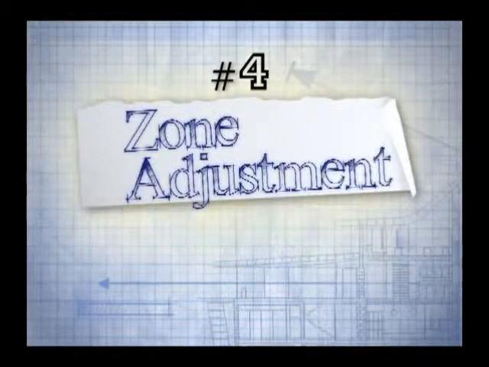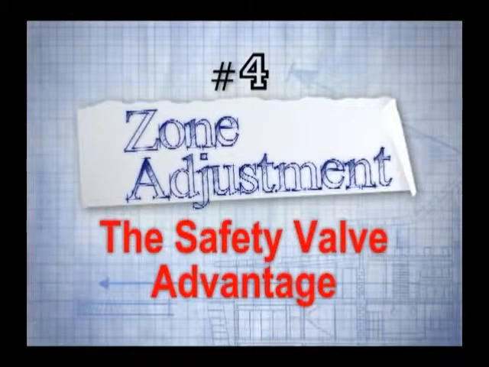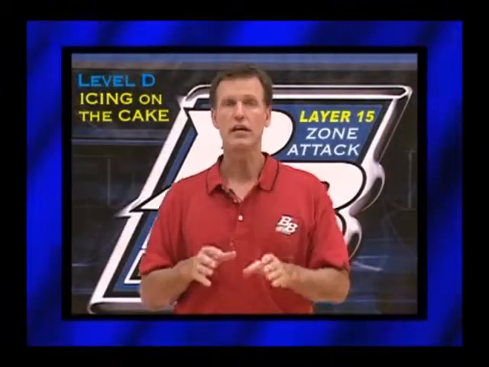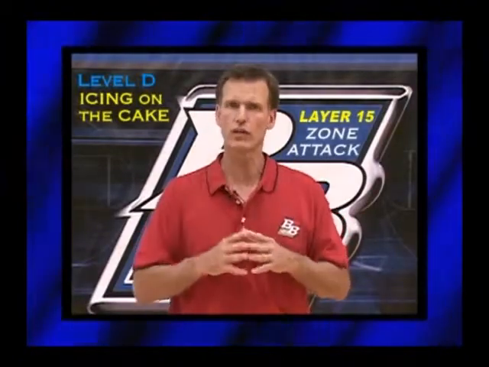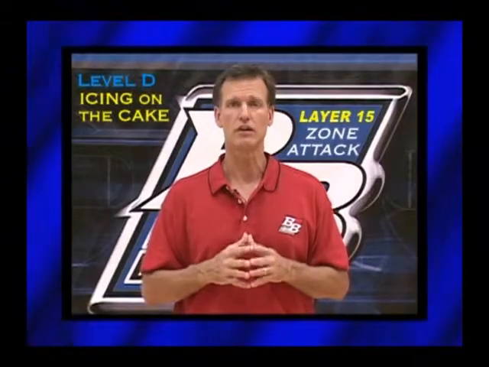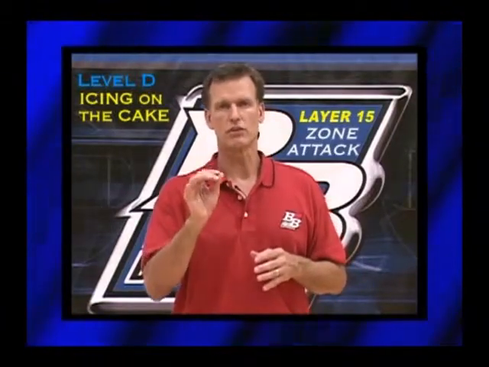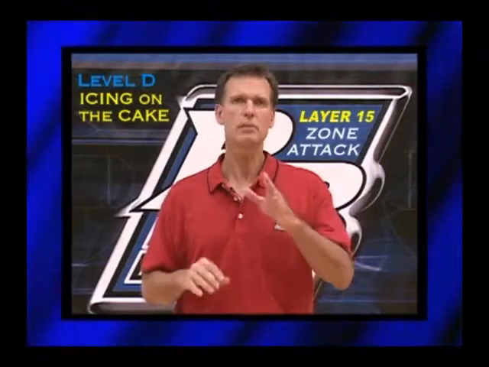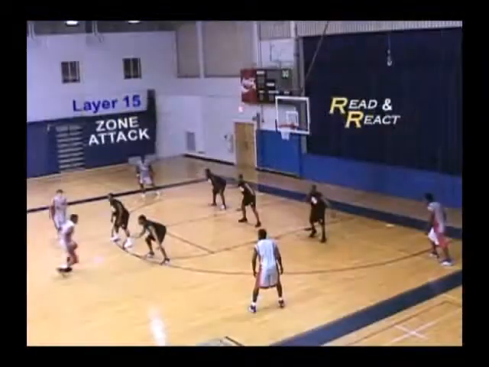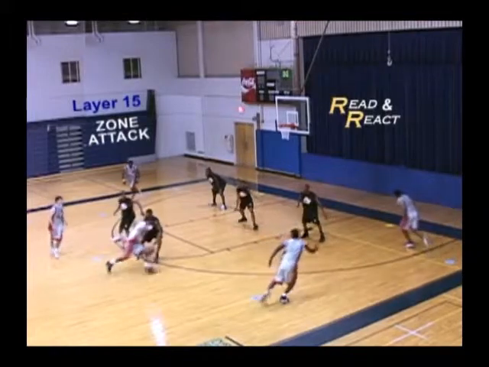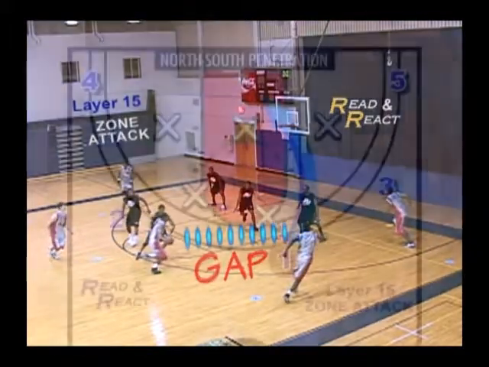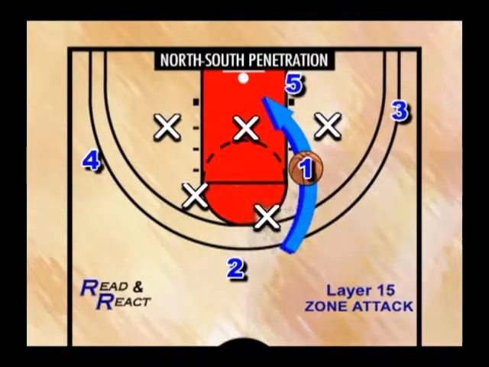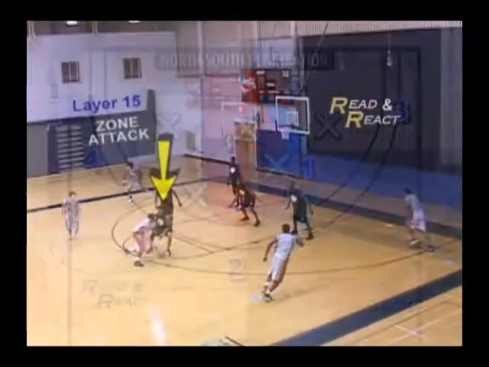Zone adjustment number 4. The safety valve advantage. While we're talking about dribble penetration, it's important to point out another weakness of zones that we can take advantage of. Each defender in a zone has a zone area for which he alone is responsible. Let me illustrate how that's a weakness. If our ball handler tries to penetrate the gap, or to use read and react terms, penetrate north-south, the zone defender in that area goes with the ball handler.